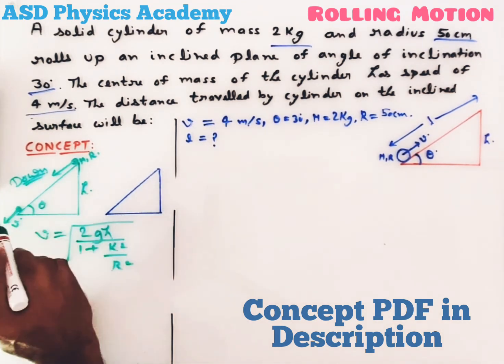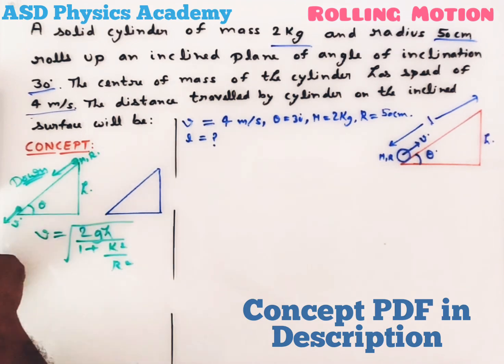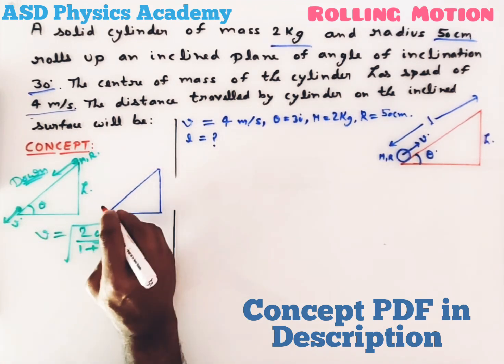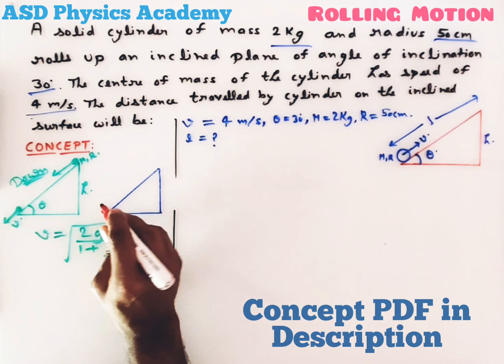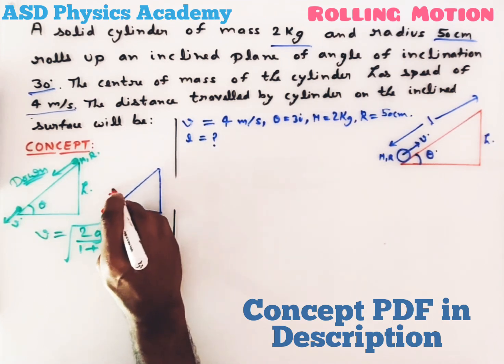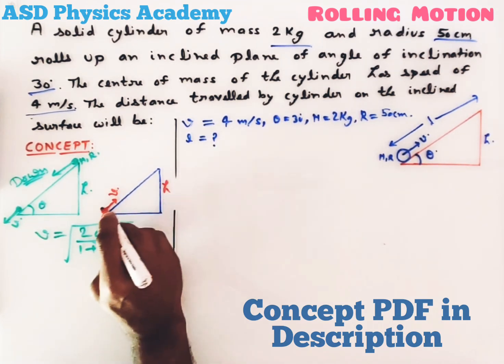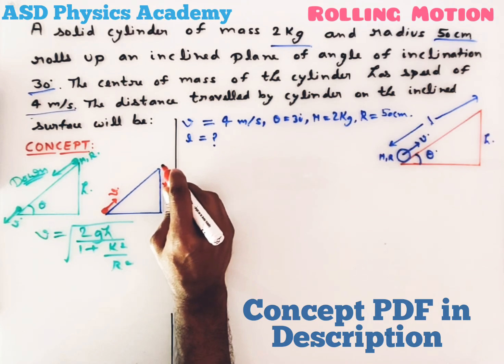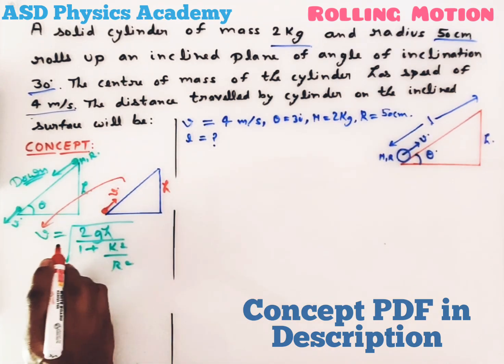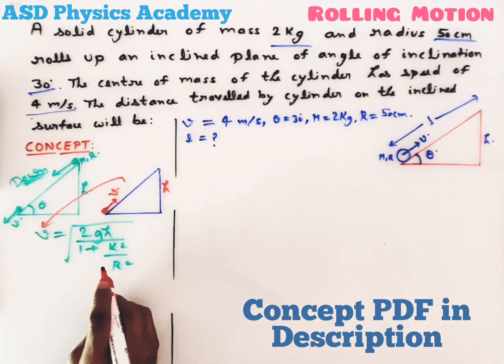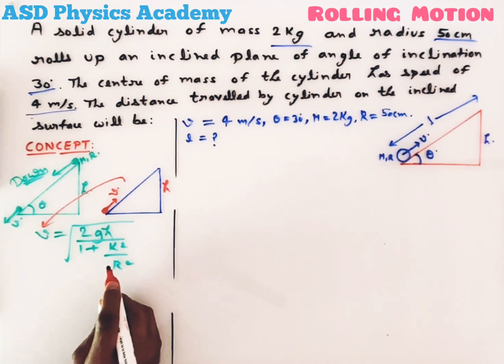When the cylinder is rolling down or any object is rolling down, same concept is applicable for rolling up also. Let's take here, there is one object, its speed is v, rolls to height h, then its speed is also given by same formula, v equal to root 2gh by 1 plus k square by r square.